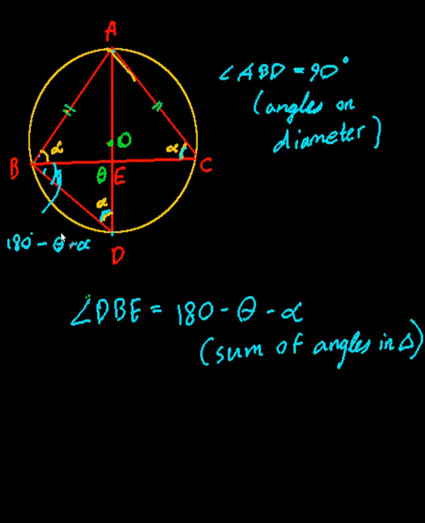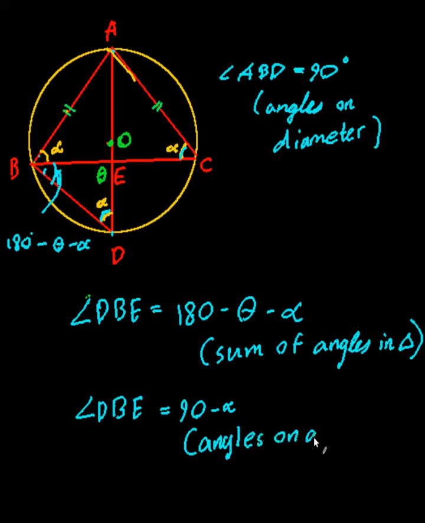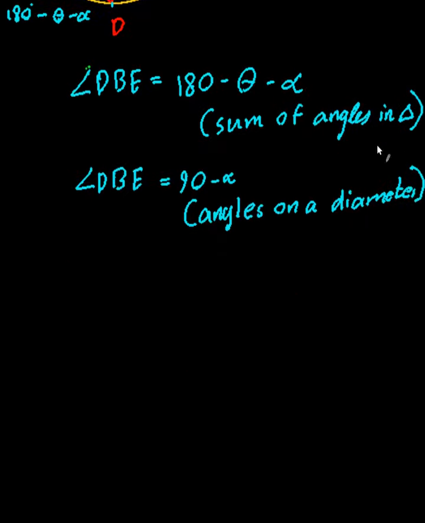And we also know angle DBE is equal to 90 minus alpha, angles on a diameter. So now what we really have is an equation. So let me scroll down. So I now have that 180 minus theta minus alpha is equal to 90 minus alpha.